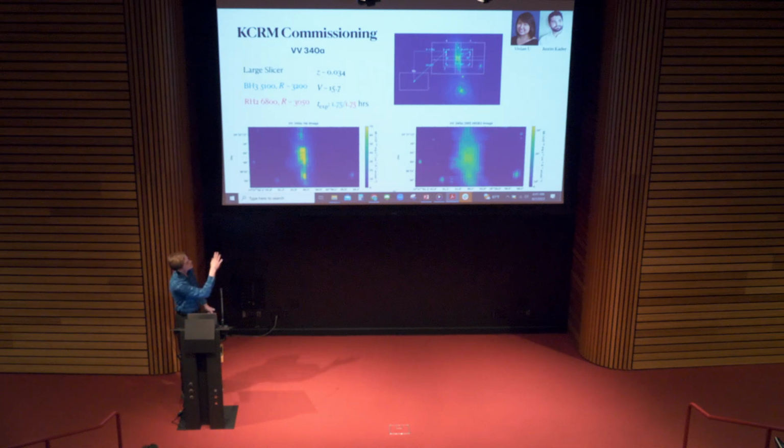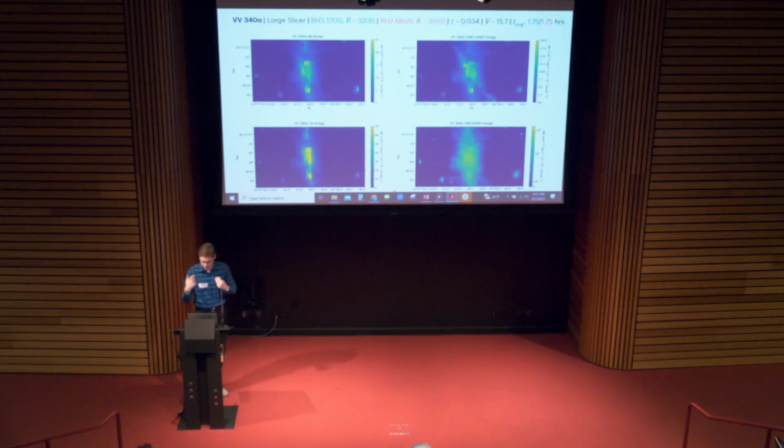So we got it in two configurations. We got about 2 hours in the large slicer, and you can see the observing pattern in the front. You start in the center, and you dither around into 4 regions. And on the bottom, you see H-alpha images and nitrogen-2 white light images using the large slicer. So definitely lots of interesting work there.